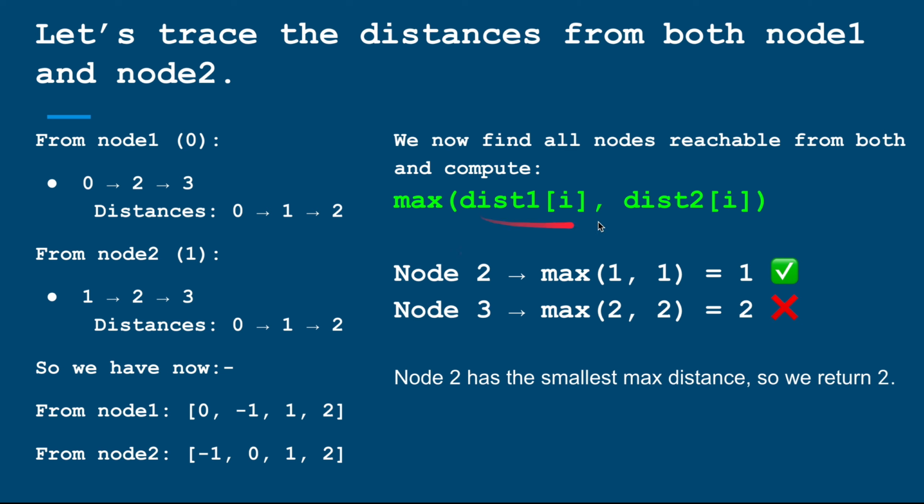Now we will find all the nodes reachable from both and compute. How? We'll find the max. We have already calculated distance1 at i and distance2 at i, right? So if you have both, what you will do is find the max one. For node 2, the max of 1 and 1 gives 1. For node 3, the max of 2 and 2 gives 2. So we will ignore node 3 because this is not the smallest max; it is the bigger one, right? So node 2 will be selected, because it has the smallest max distance, and so we will return 2.